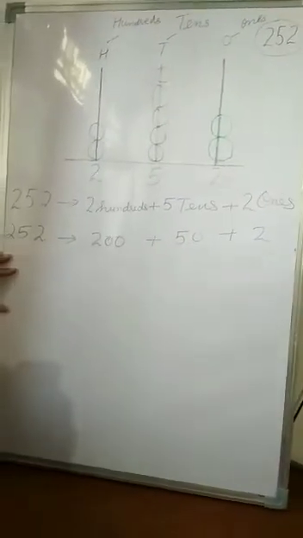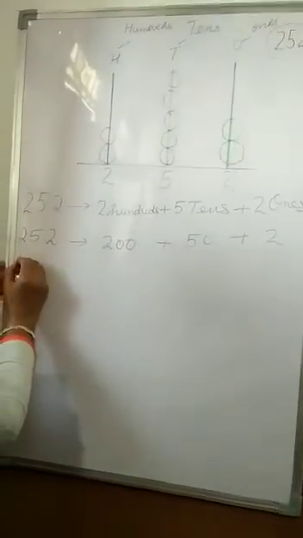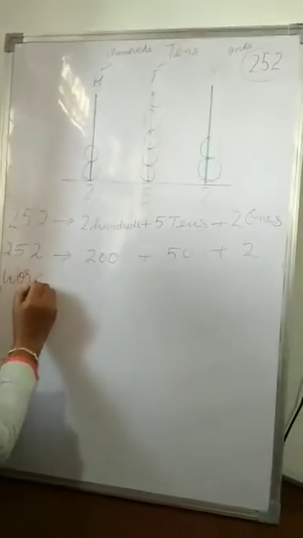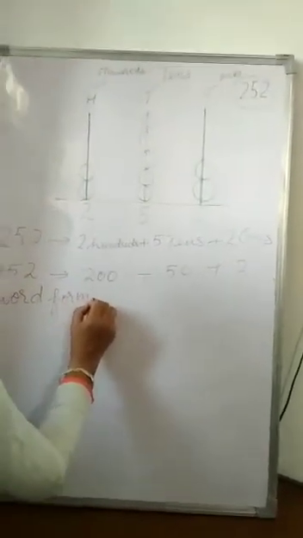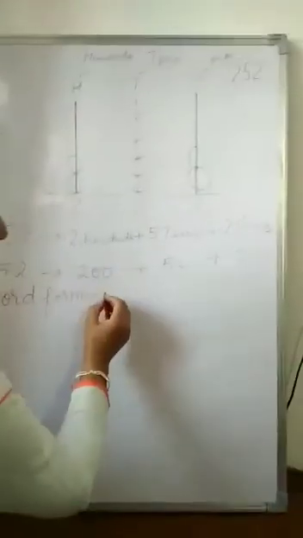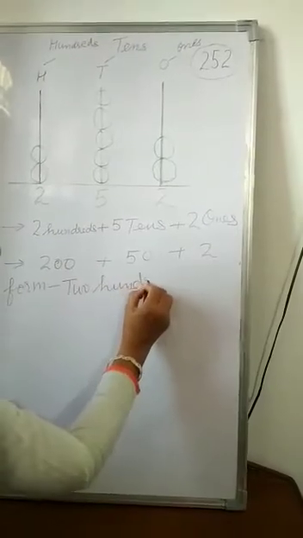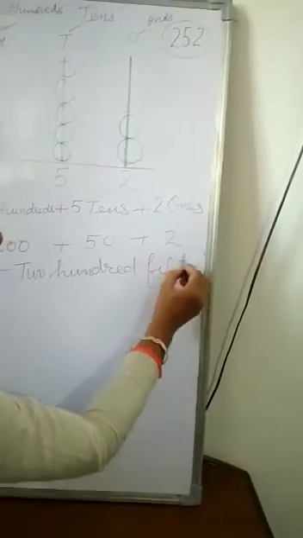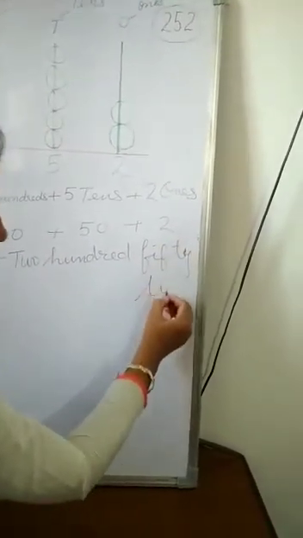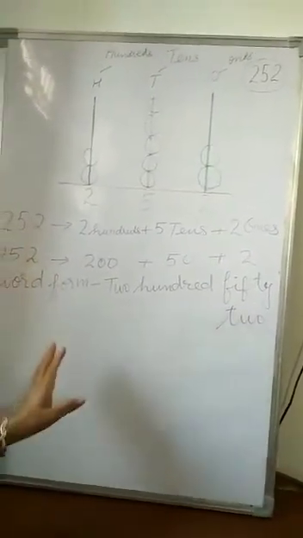See students, from this example we can learn one more thing, and that is how to write this number in word form. Firstly we learned about expanded form and now we are going to learn about word form. See, this is 200, and we write here 50, and this is 252. Right?